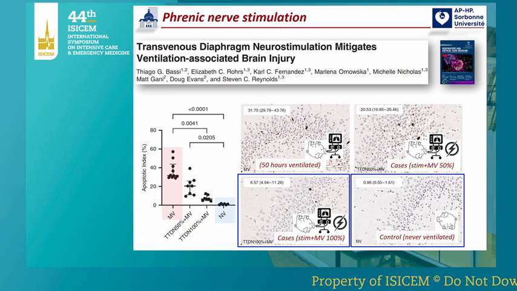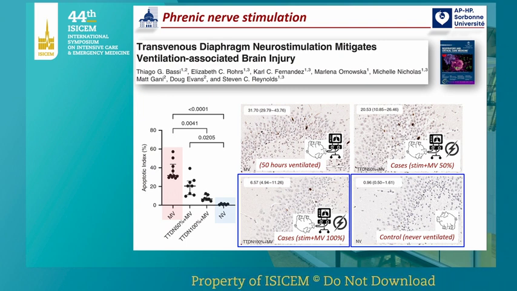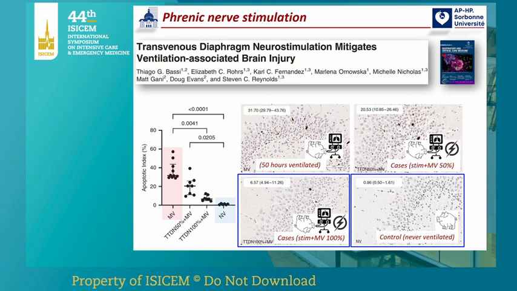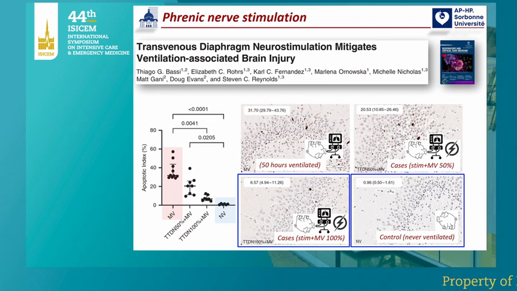And again, they went to brain data from histology, and they found that the group of patients with phrenic nerve stimulation 100% of the time had a similar pattern, very close to the group of animals without any kind of mechanical ventilation, meaning that the index of apoptosis was very, very low, as in the group of animals without mechanical ventilation.